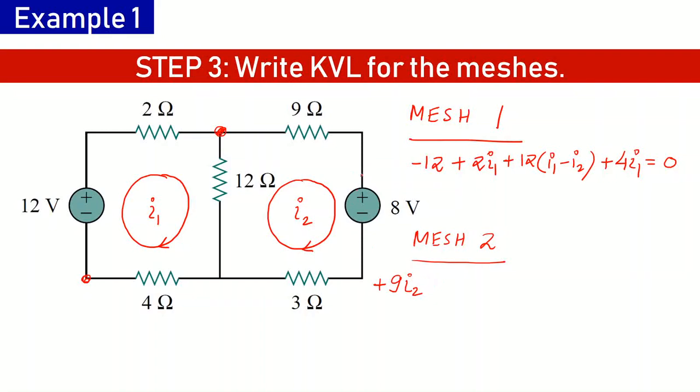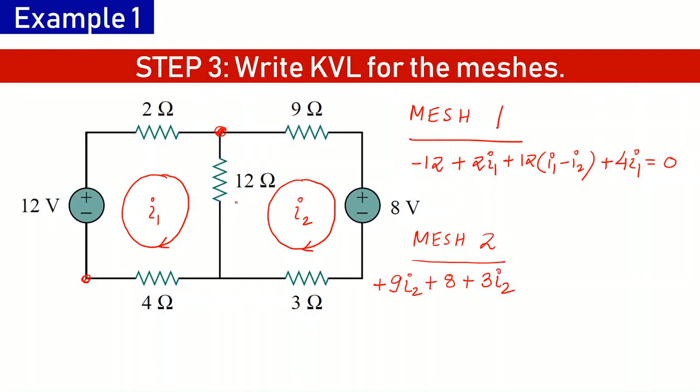Then I'll have this 8 volt source on my way and you see a fall in potential. So again I'll take it with a positive sign. The value of potential difference is 8 volts. For this 3 ohm resistance the current is I2. There is a fall in potential, again a positive sign. The value of resistance is 3 ohms and the current is I2.